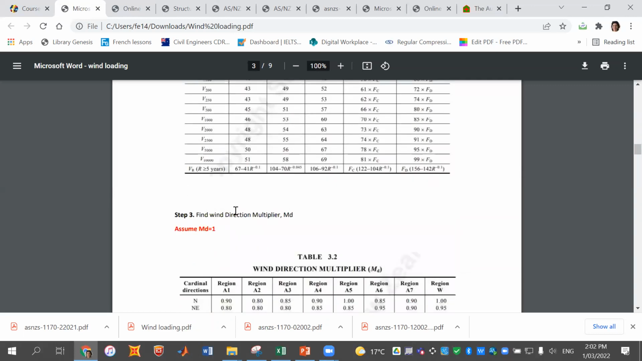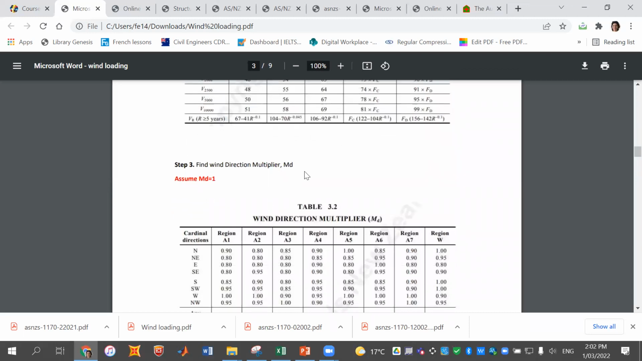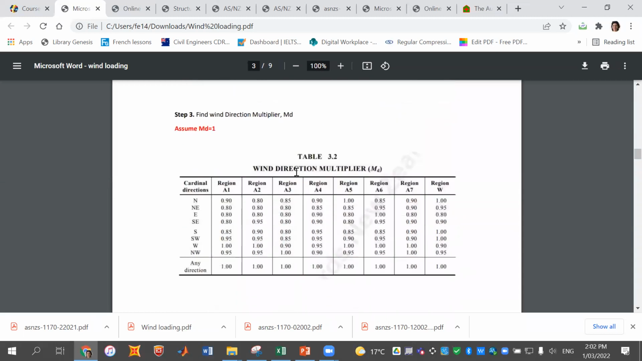Step 3 is to find the wind direction multiplier. So what you need to do is find out, for example, that you know the exact location of the building that you are designing, so you can do some research and find out about the direction, the dominant direction of the wind.